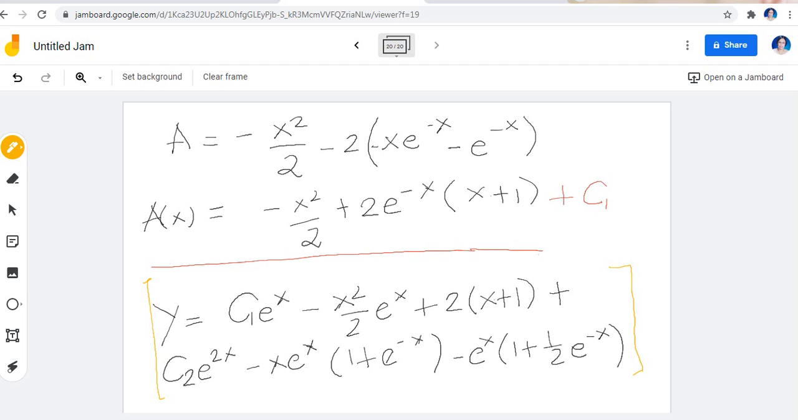So this is, class, the method of variation of parameters used in determining solutions of higher order differential equations which are said to be non-homogeneous.